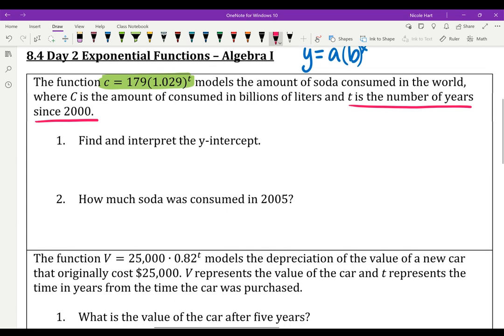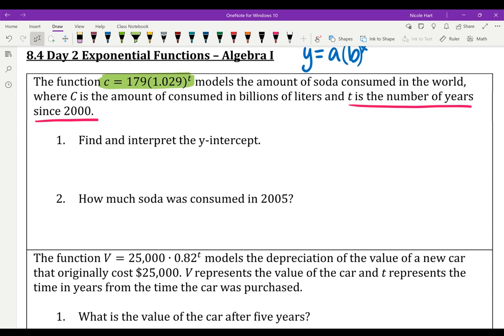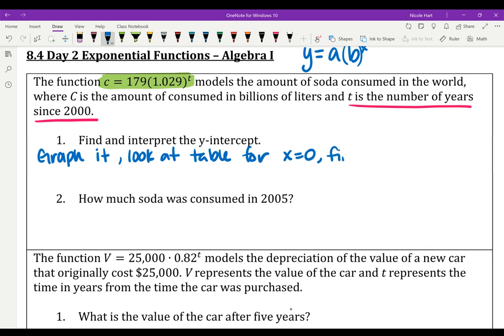So what we want to do first is find and interpret what the y-intercept is. So we're going to graph it. But on your graph, you're not going to be able to see it. So we are going to look at the table for when x is equal to 0. That'll help us find the y-intercept.